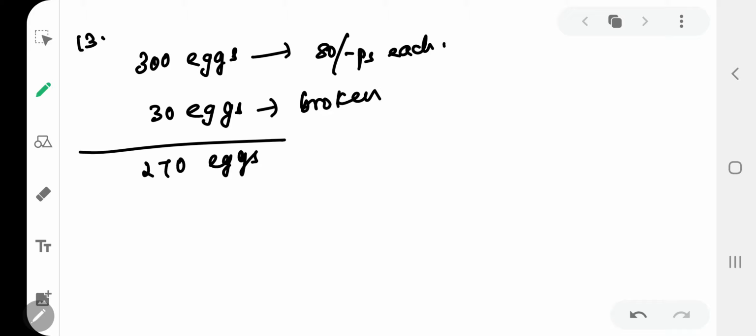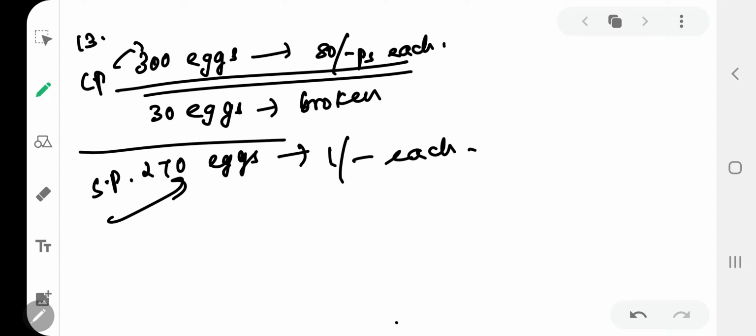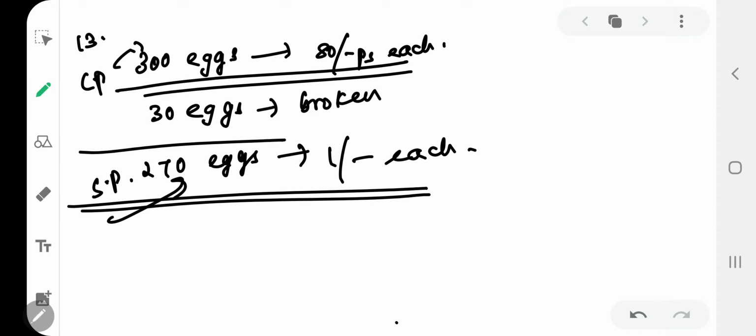Is that clear? Yes. He sold the remaining eggs at the selling price, because he is selling this many eggs, and this is the cost price because he bought this many eggs. Now the remaining was sold at 1 rupee each. That means if you want to go for the total CP, you can take this. If you want to go for total SP, you have to go for this. And it will be 300 into 80 paisa.